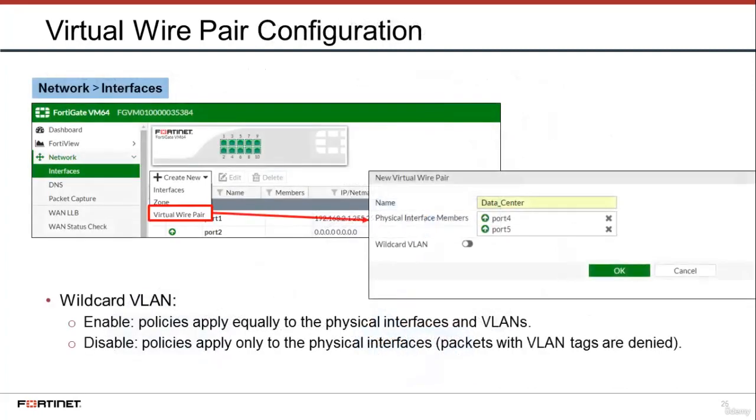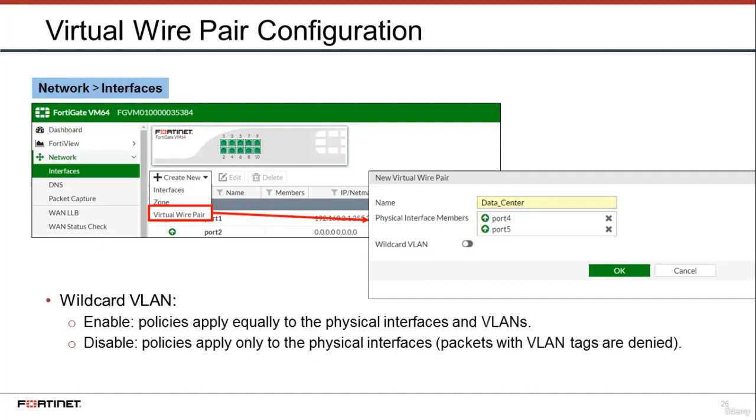Virtual wire pair configuration. When you create a virtual wire pair, you must select 2 physical interfaces, no more and no less. After selecting the 2 interfaces, you create the virtual wire pair policies that inspect the traffic crossing the virtual wire pair. The wildcard VLAN settings specify how those policies are applied to the different VLANs whose traffic flows between the pair.